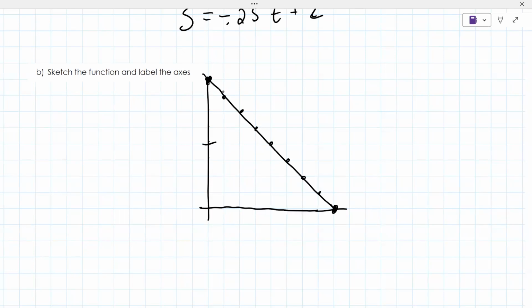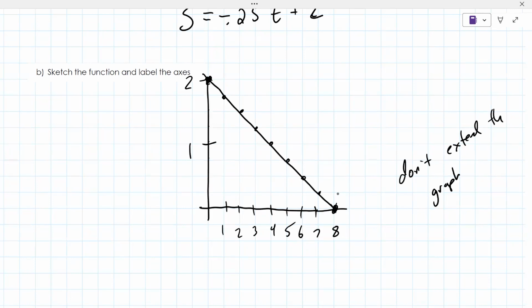So this is 1, this is 2, and 1, 2, 3, 4, 5, 6, 7, 8 weeks. After 8 weeks, it doesn't go negative, there's just no more ice. So you've got to be careful here that you don't extend the graph. Got it. Yeah, that makes sense.